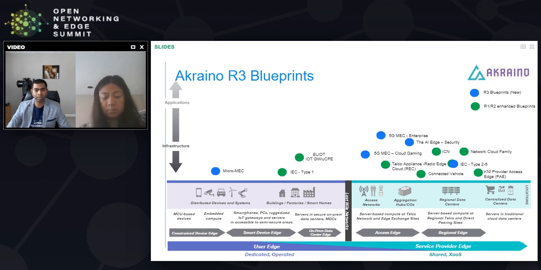With the spectrum of, for example, Micro MEC, which goes into a very remote edge, then you have the IEC, Network Cloud, and KNI blueprints, which are regional data center or centralized data center deployment blueprints. And then you have something in the middle, blueprints to cover smart factories, buildings, or enterprises. And then you also have things that go into the central offices to support the 5G infrastructure or the applications supported with 5G. For example, there is cloud gaming, and there is AI at the edge, which provides security. Then you have an ICN blueprint, which is primarily focused on supporting the infrastructure of the telco. So you can see the wide spectrum of the blueprints.